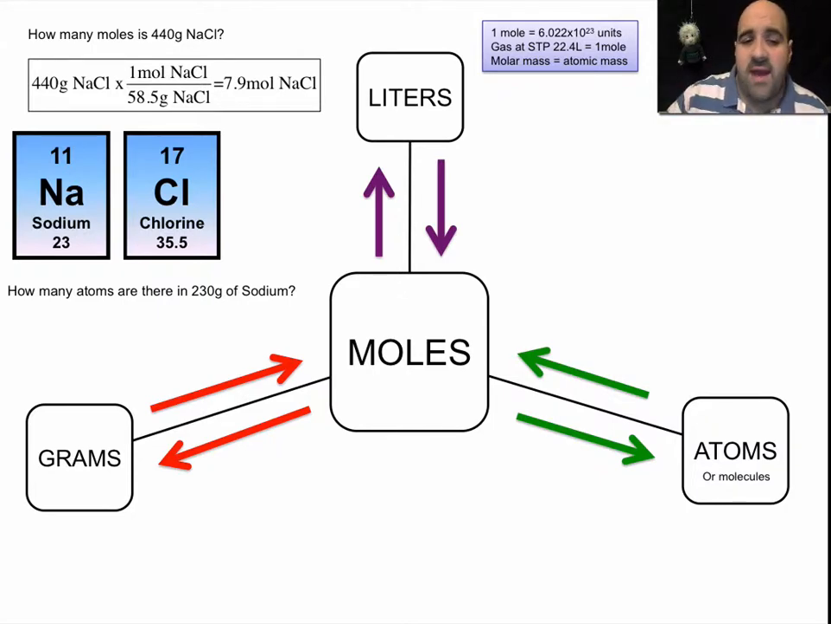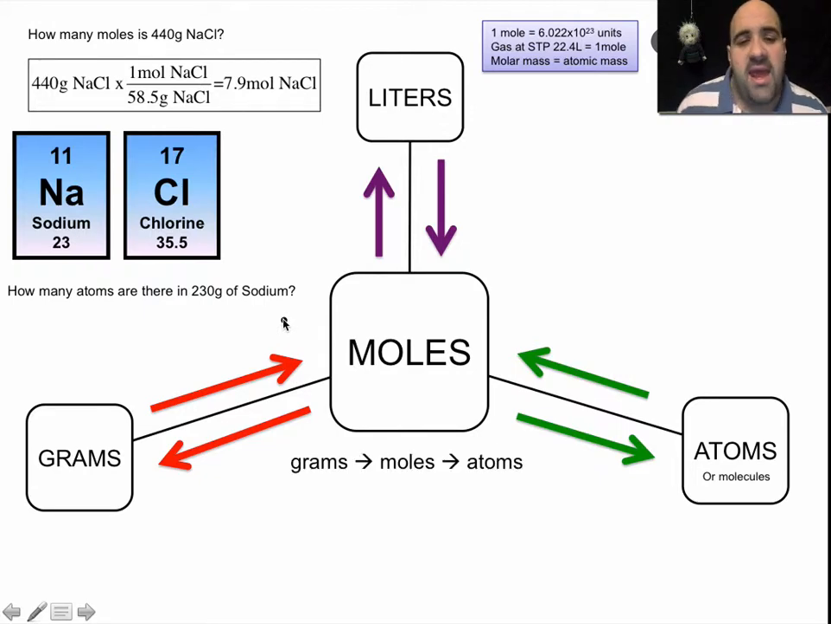Next question, how many atoms are there in 230 grams of sodium? In this case, we're going from 230 grams of sodium into atoms. We cannot go directly there. There is no way to go directly from grams into atoms. So what we're going to do is convert grams into moles, and then take whatever that value is and convert that into atoms.